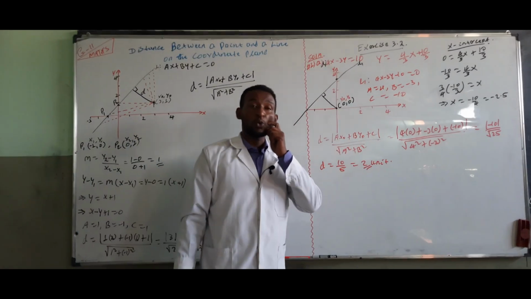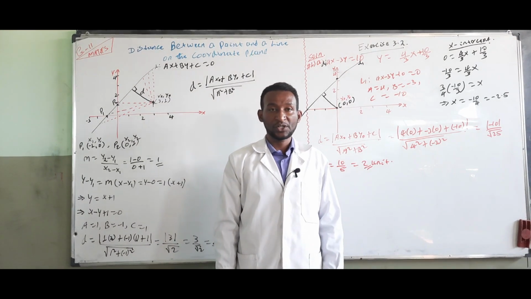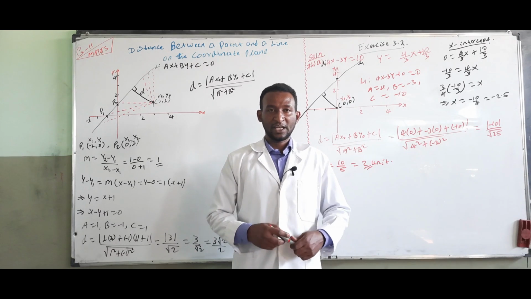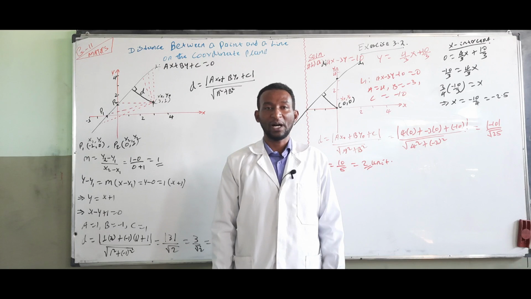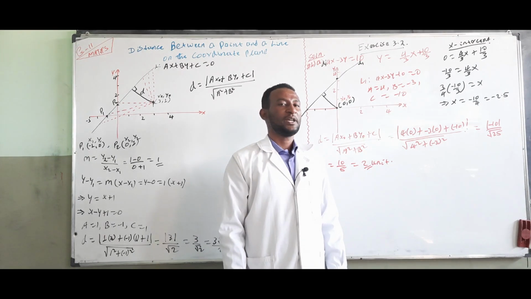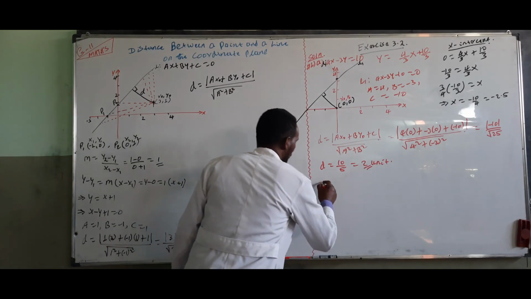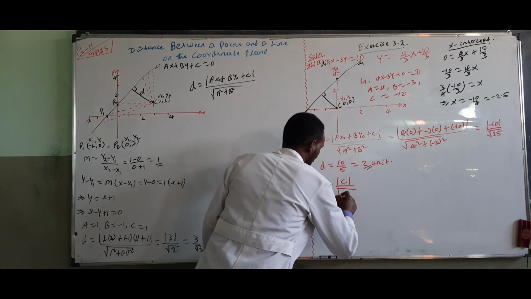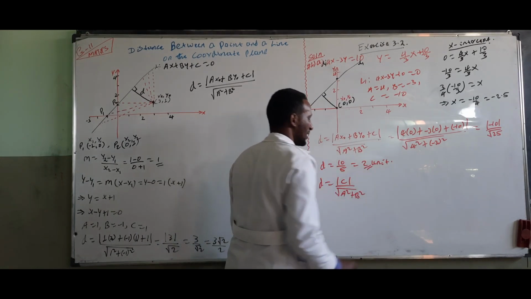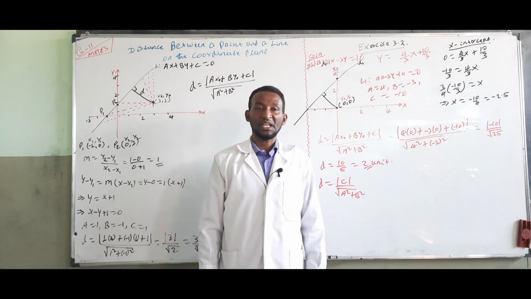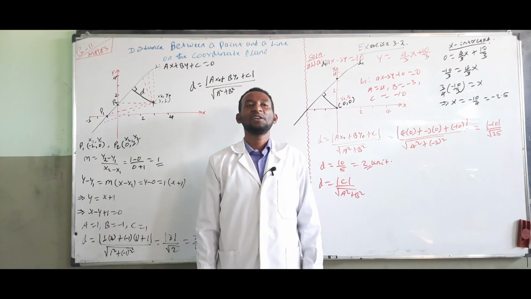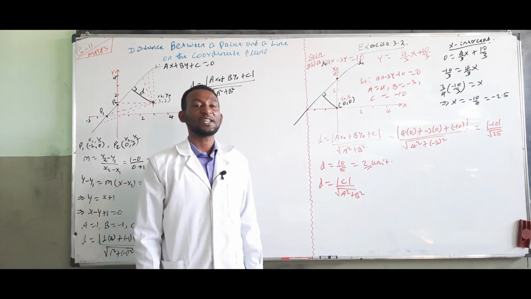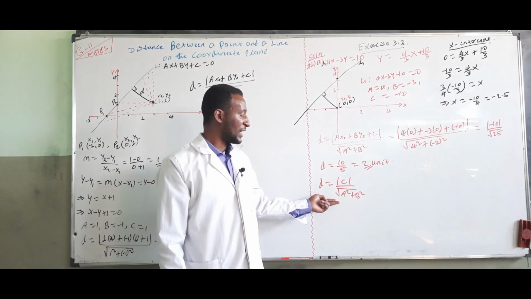When the given point is at the origin, and the given line does not pass through the origin, the distance between the origin and the given line can be written in the form d is equal to the absolute value of c over the square root of a square plus b square. We can find the distance between the origin and the given line by this formula.